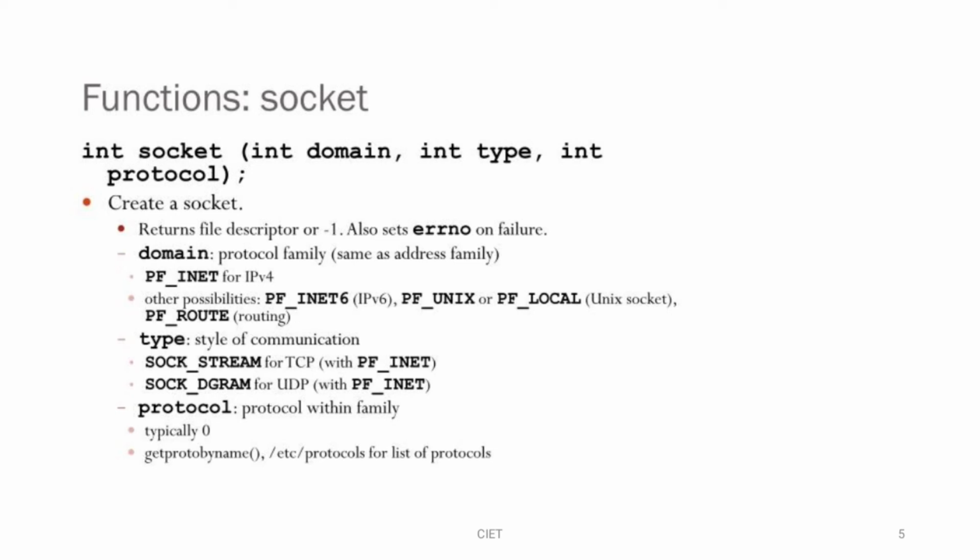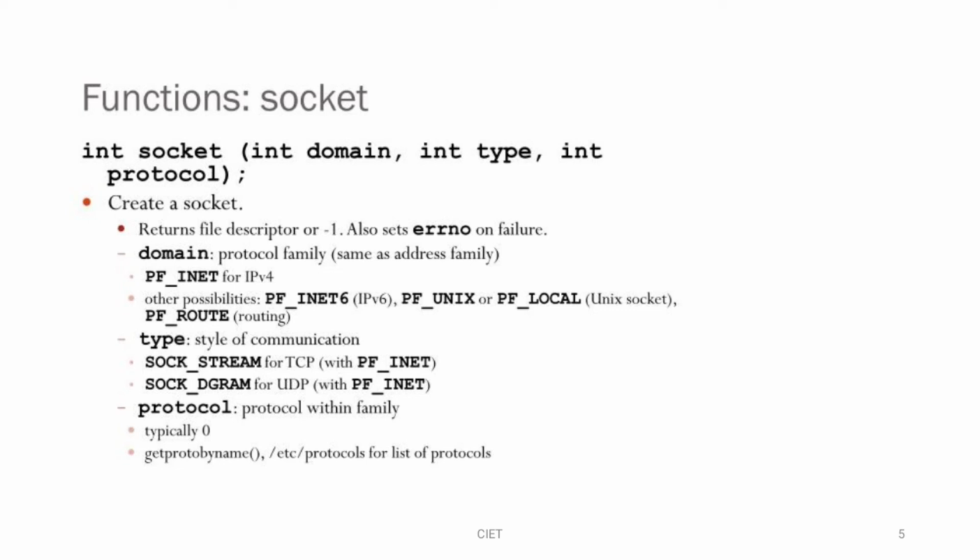For the socket creation, I told that int socket. Here int is nothing but a return type, and socket is the function name, with int domain, type and protocol. Successful means it returns a file descriptor, and -1 if any error occurred. The domain is nothing but a protocol family.